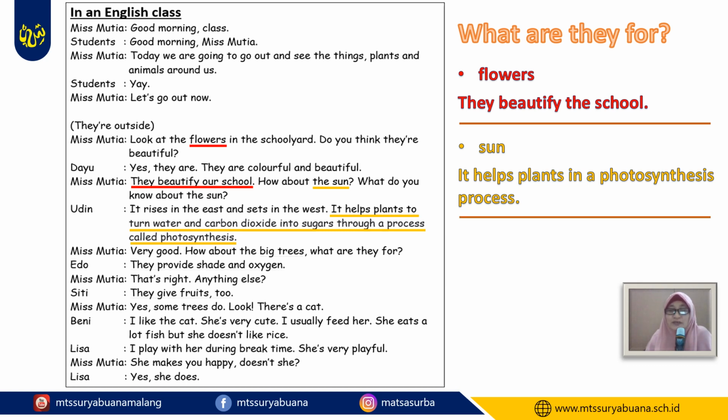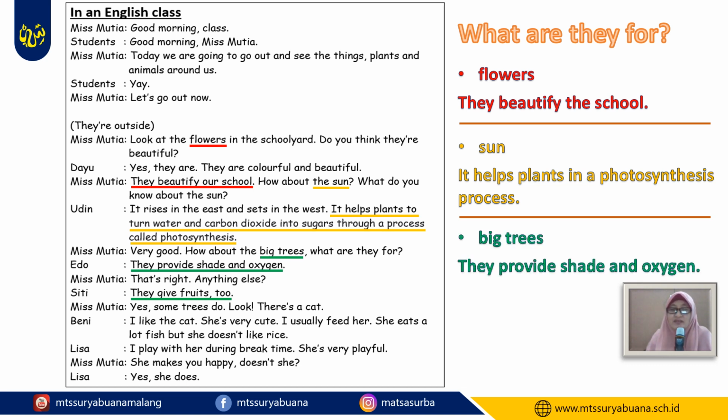Let's continue with big trees. Look at the question here. How about the big trees? What are they for? How many functions do you think there are in this dialogue? The functions of big trees are mentioned here. There are two. Big trees provide shade and oxygen, and they give fruits. Some trees give fruits.